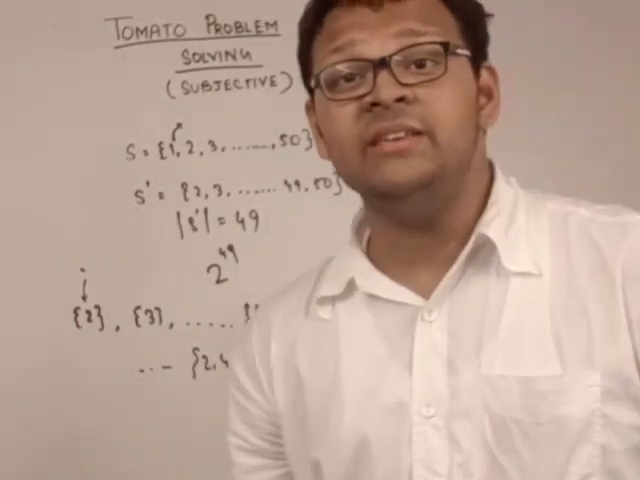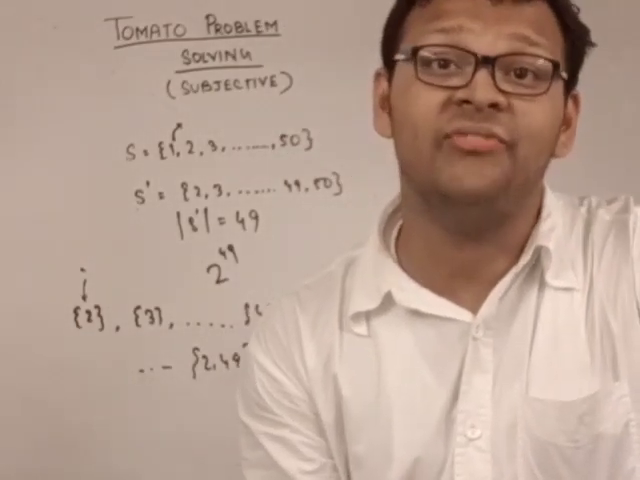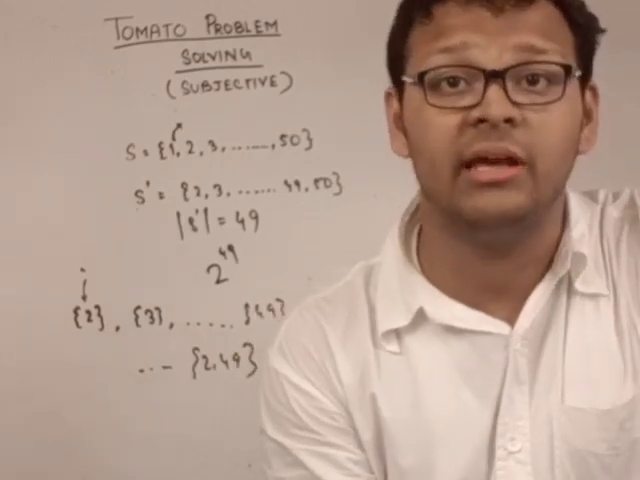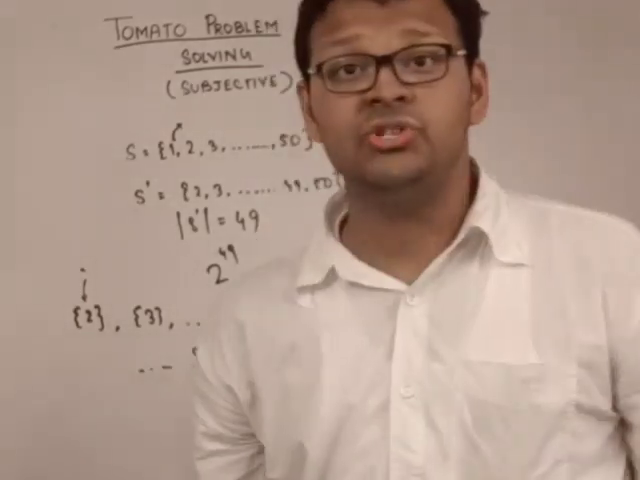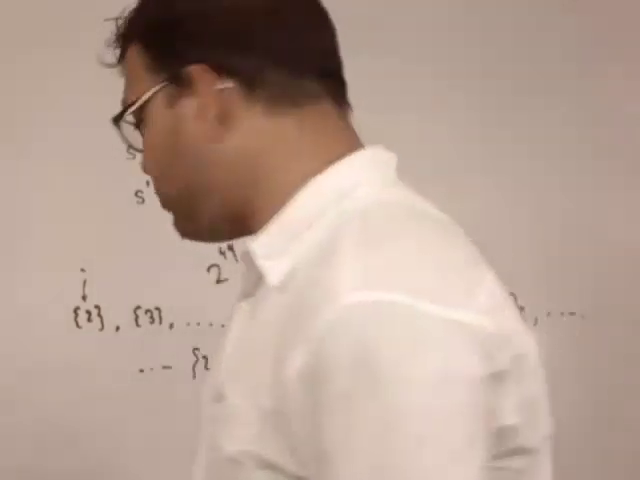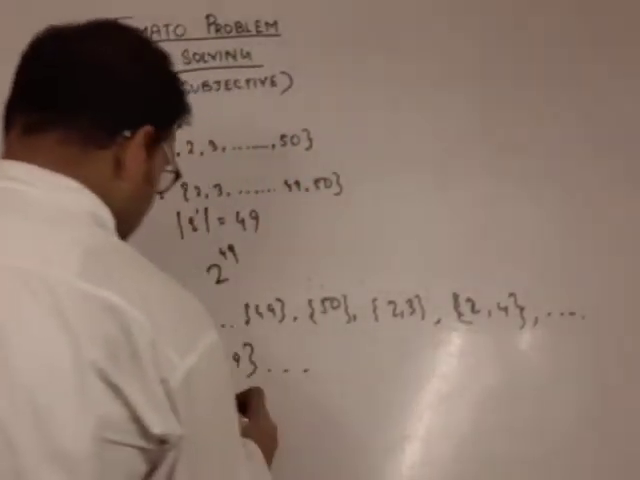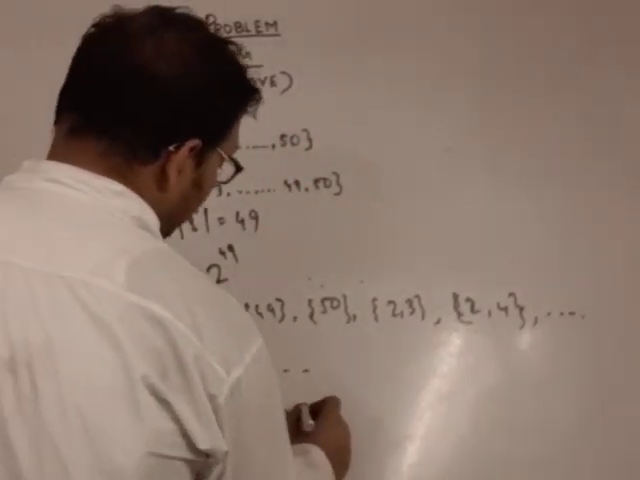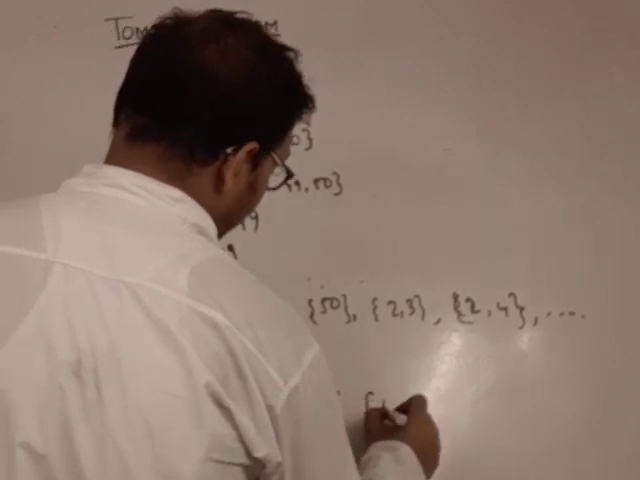In this way, we see that the selection of 1, the fixed point, is in a single way only, and the rest of the selection is 2 power 49. Therefore, the number of selections is 2 power 49 into 1, which is 2 power 49. Proved.